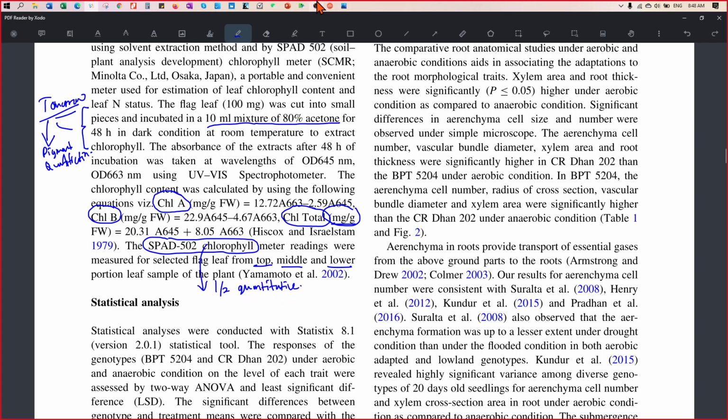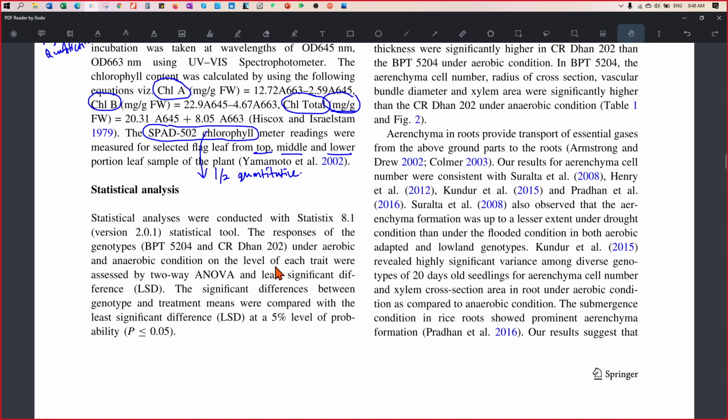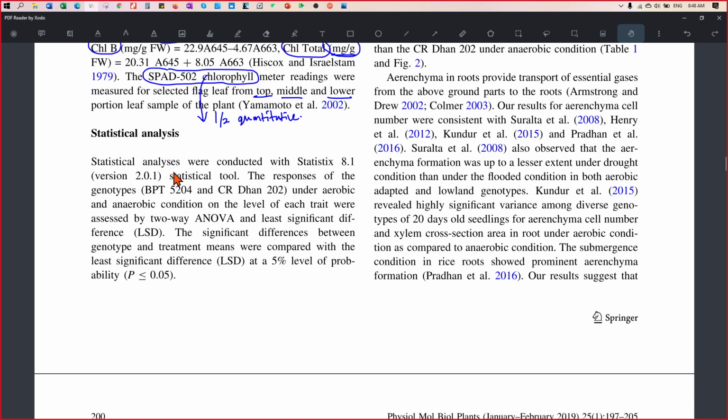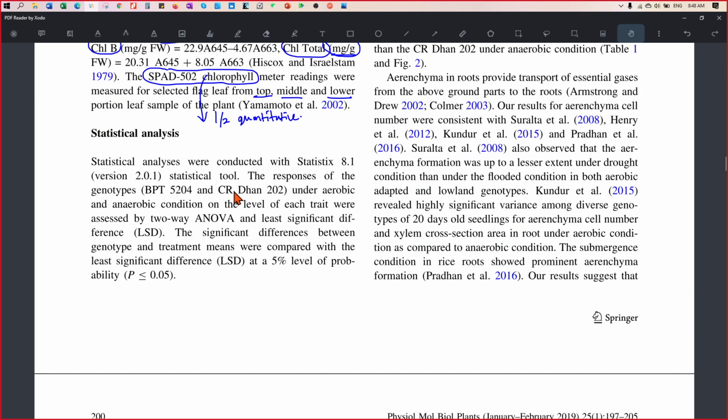Okay, so in a way, if you have a SPECT reading, it can validate your biochemical extraction method as well. If they look the same, then you are doing the right thing. Okay, and finally, after they are done with this, they did the statistical analysis.